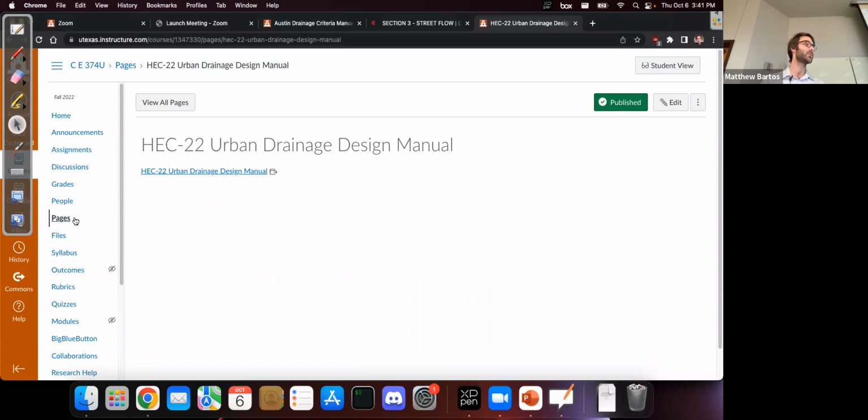So under pages, there will be a page on the HEC-22 Urban Drainage Design Manual. So this is the Hydrologic Engineering Center Urban Drainage Design Manual. This contains a lot of the equations as well as the design criteria for a lot of the urban drainage infrastructure we'll be designing in class. And this will be a good resource for your course project. So I just want to make you aware of this.